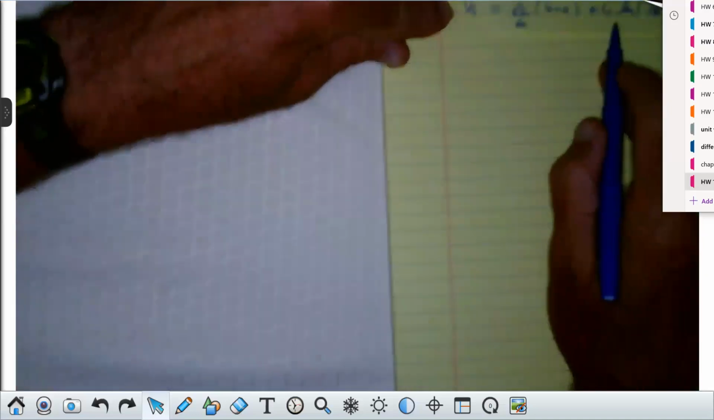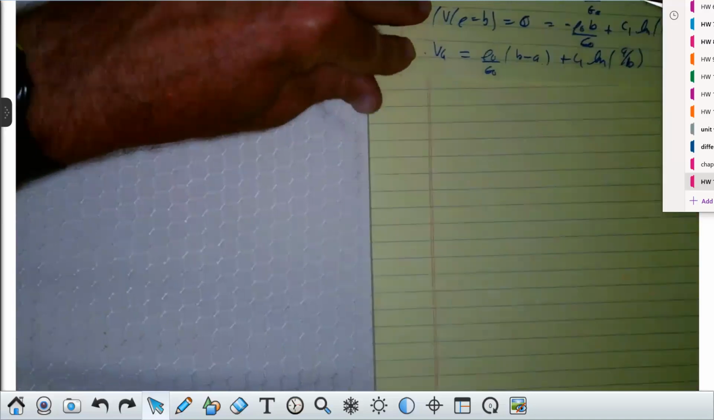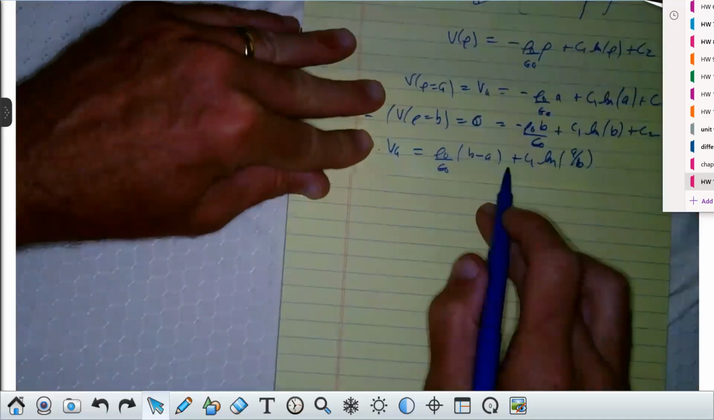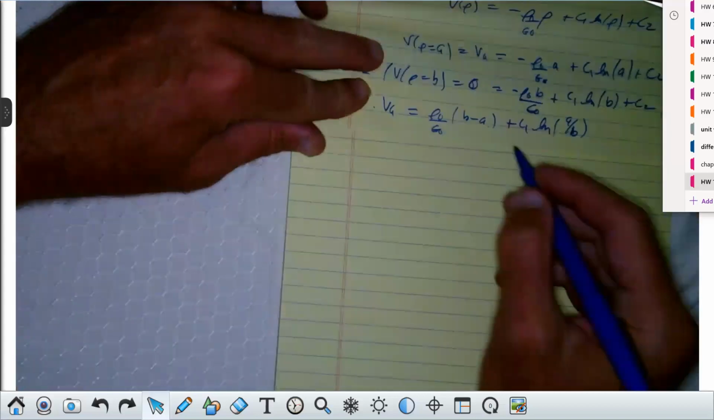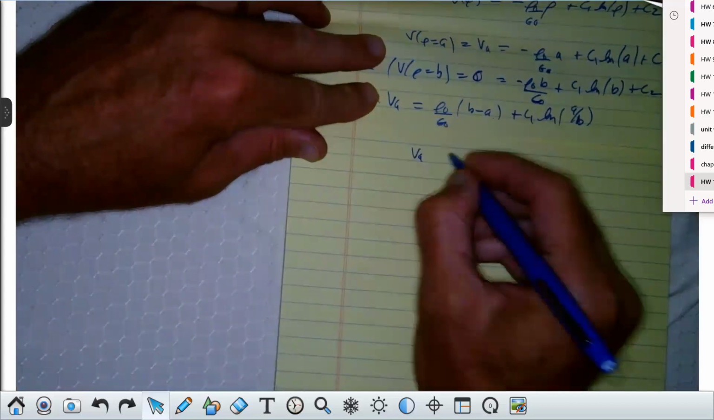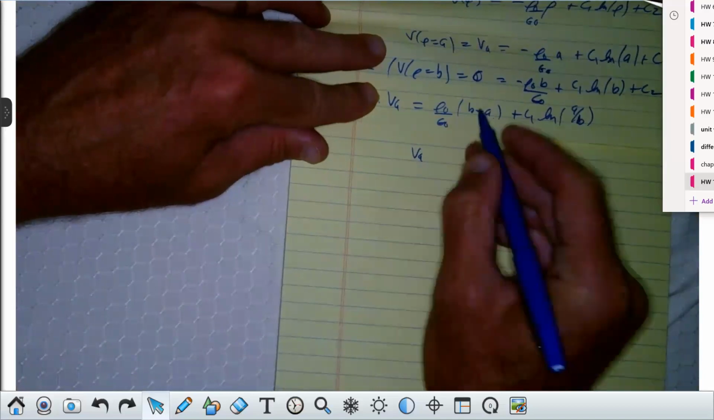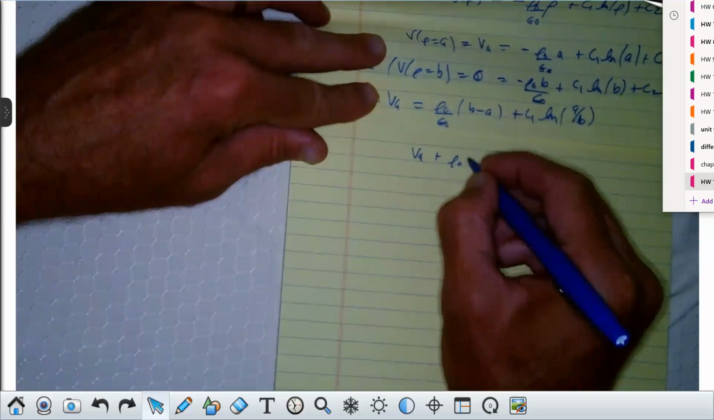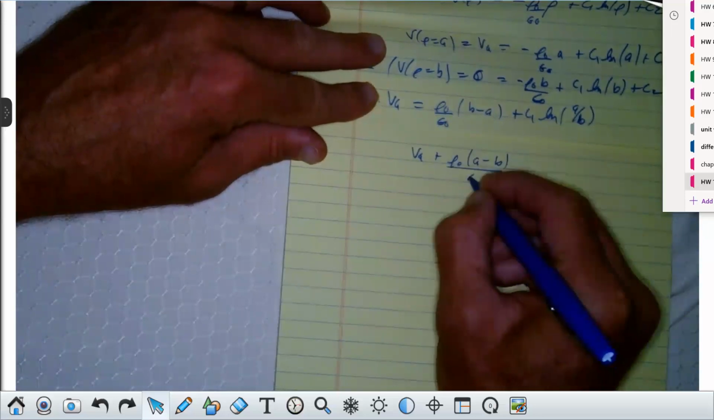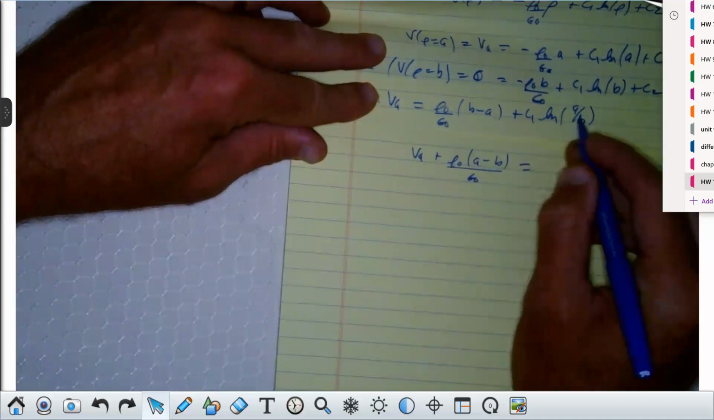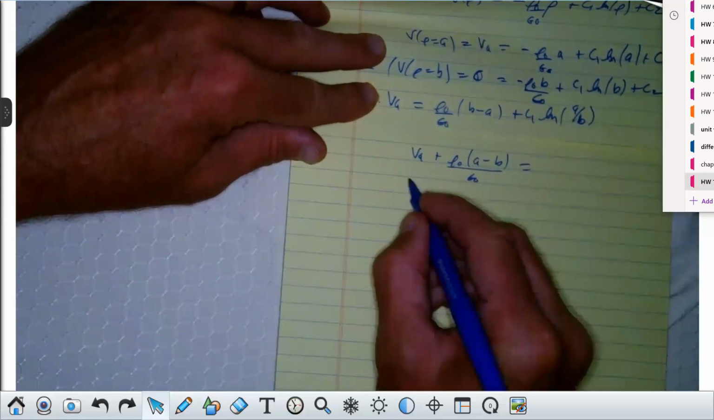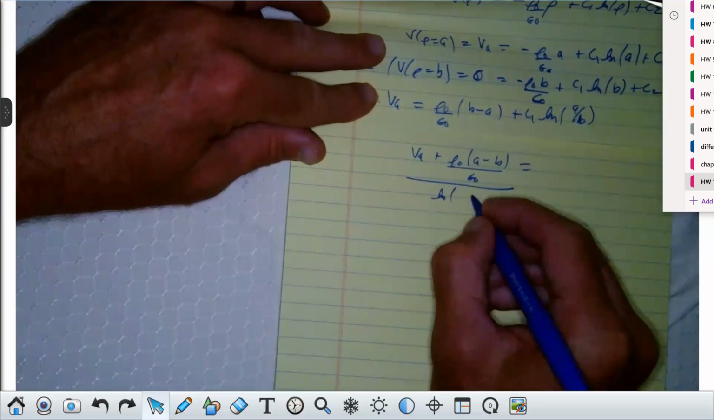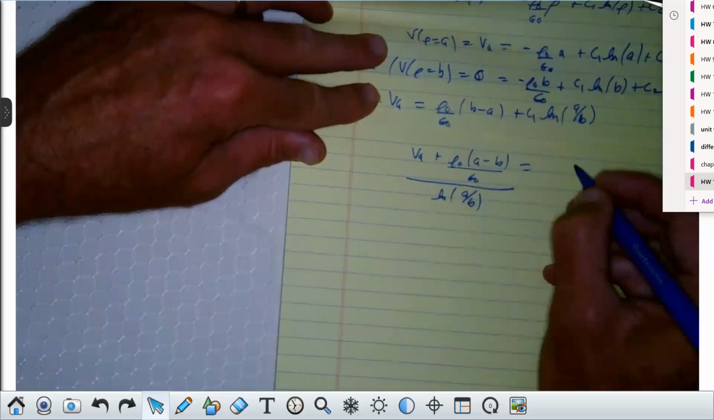So now, when I have this equation right here, if I'm solving for C1, I'd go ahead and I'd have VA, right? And then it would be, if I take this to the other side, then it's going to be plus rho naught times A minus B over epsilon naught, right? Would be equal to C1 times natural log of A over B. So I'd take this whole thing and divide by the log of A over B, and therefore I'd have C1, right?